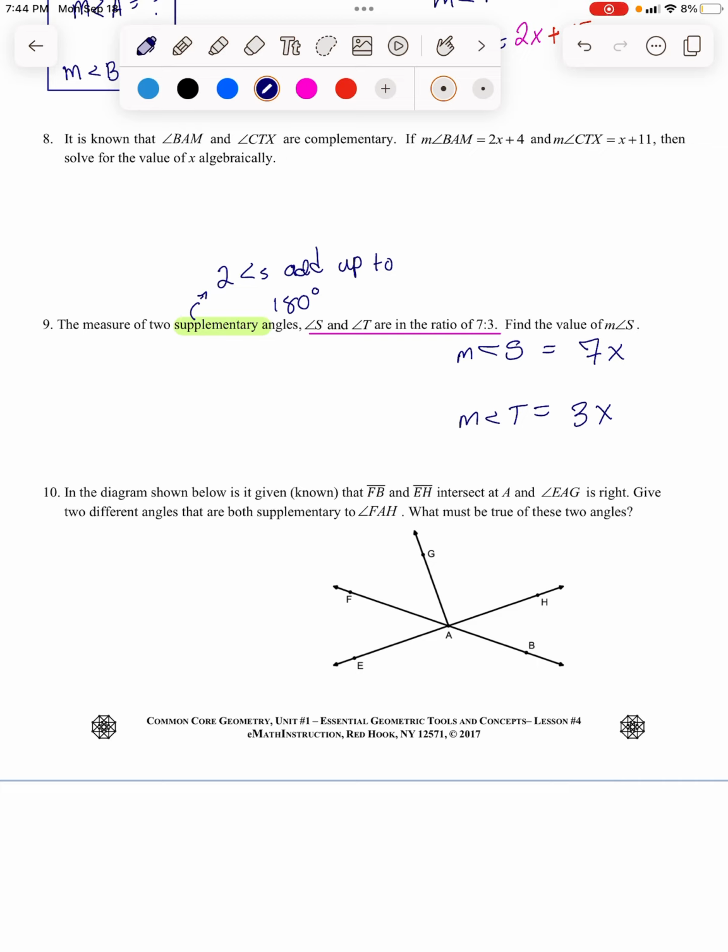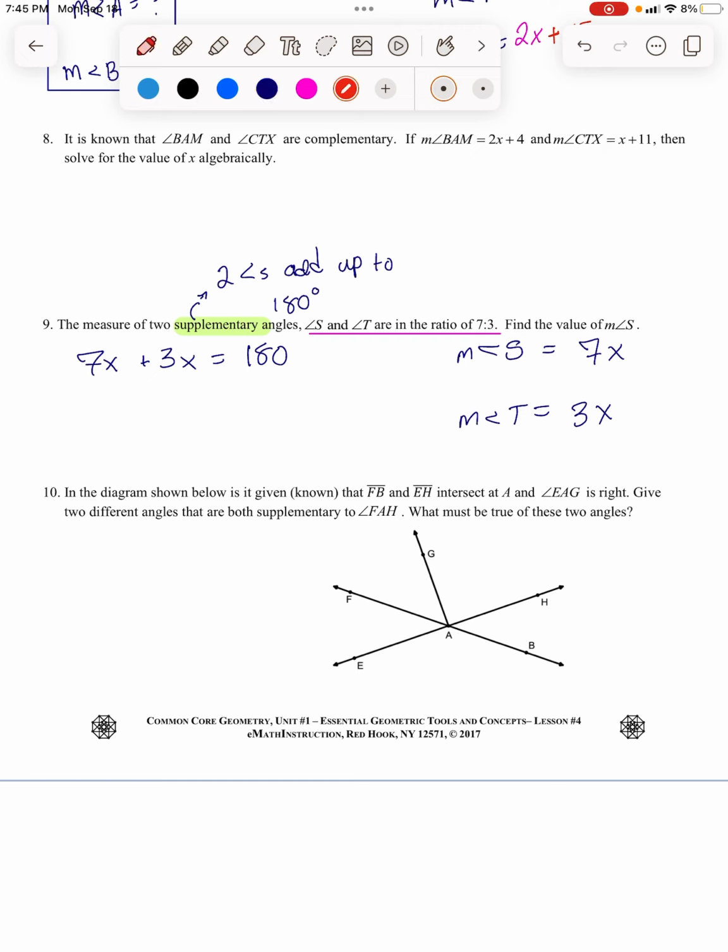And whenever you see ratios, you're always adding them. So in this case, 7x plus 3x equals 180. I'm going to give this to you. Make sure you find the value for x.